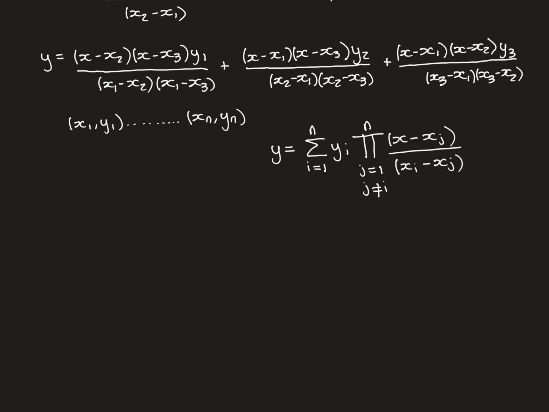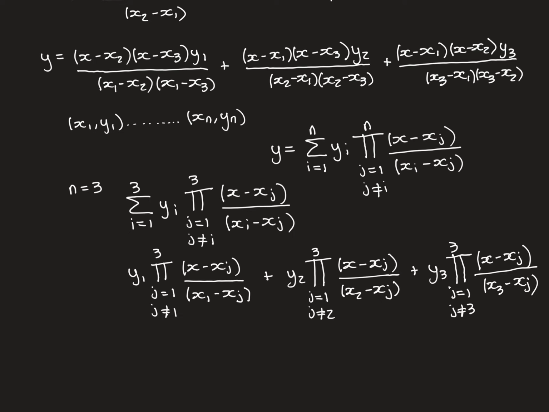So let's have a look at this. This is the product from j equals 1 to n, but you exclude j equals i, and you're going to multiply together (x minus xj) over (xi minus xj). To make sure that you understand this, it's best to do a concrete example.